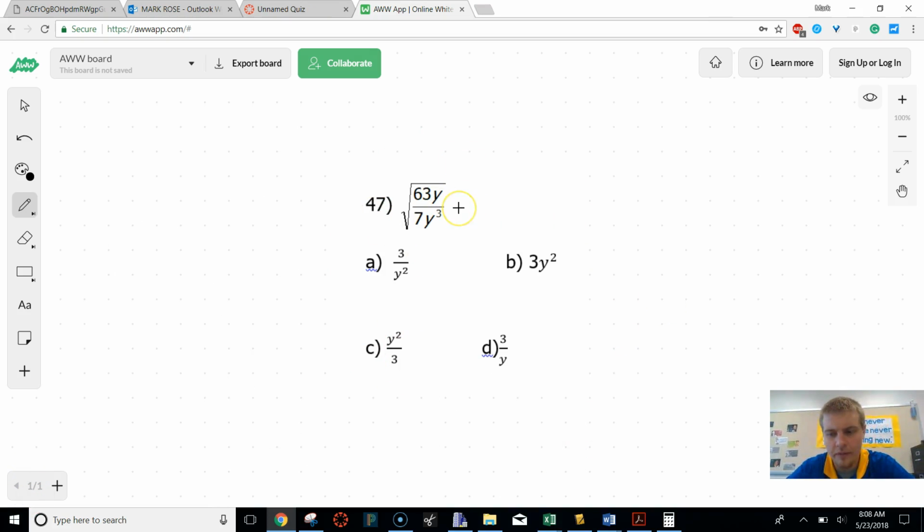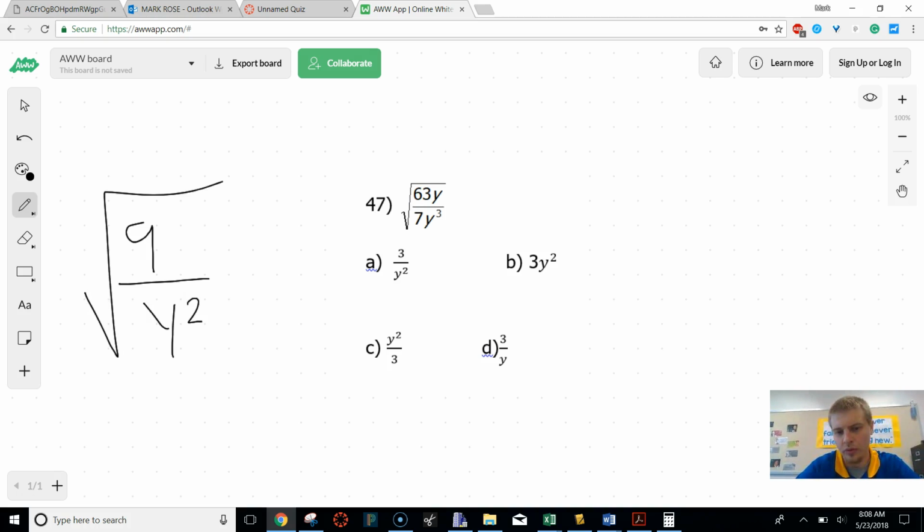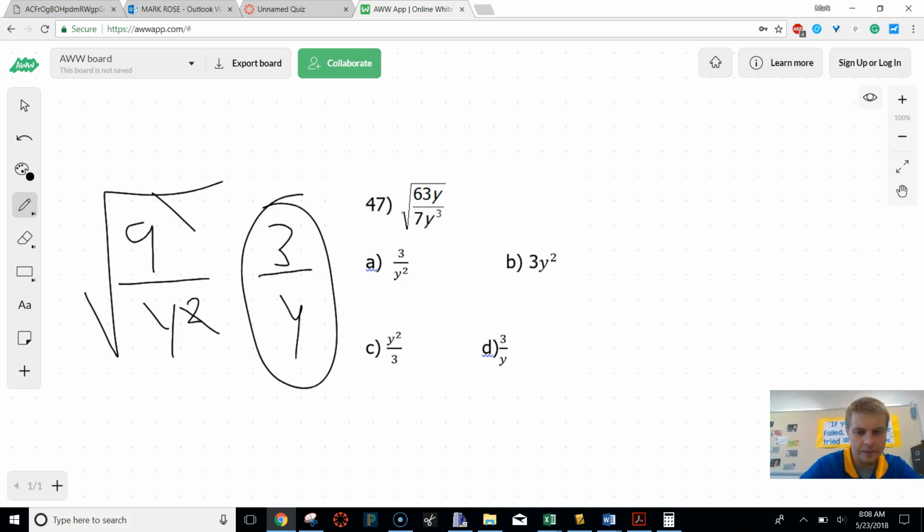Okay, so for this problem right here, the first thing you want to do is try to square root this stuff. I don't know what the square root of 63 is, or the square root of 7, or the square root of y, or the square root of y to the third. So because we don't know any of the square roots, and they're both under the square root, we can actually try to divide them. And 63 divided by 7 would give me 9. And y to the third divided by y is y to the second, but it still has the square root over top of it. And now we could take this square root, and the square root of 9 is 3, and the square root of y squared cancels, so it's just y. And that would be my final answer.